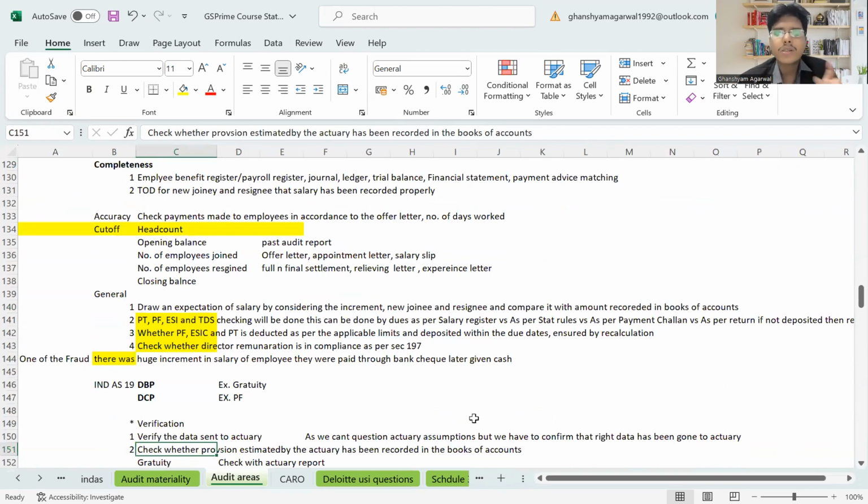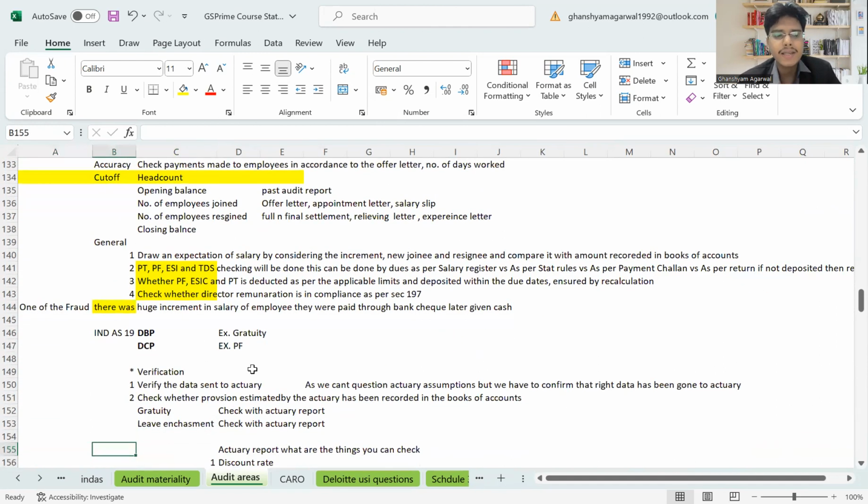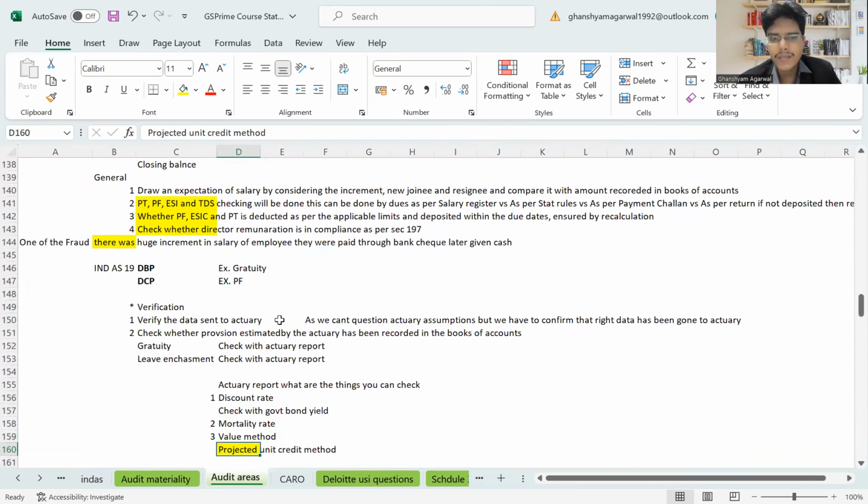One of the frauds that can happen is when a huge increment in salary is paid through cheque, and later given back in cash. So first check if it is a cash linear, it can happen. So we have to check the defined benefit plan and defined contribution plan, gratuity benefit, PF contribution verification. Then we also see the actuarial data sent to the actuary. And we can't question the actuarial assumptions, but we have to confirm the right data has gone to the actuary. So whether the provision estimated by the actuary has been recorded in the books of accounts.